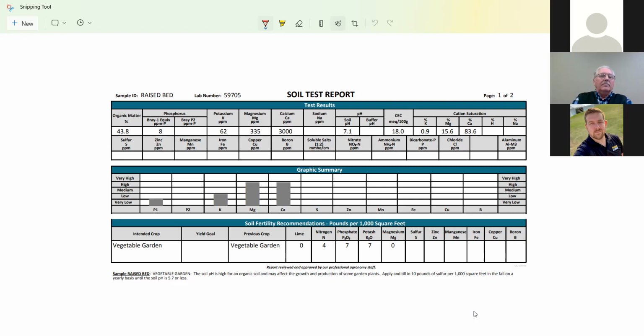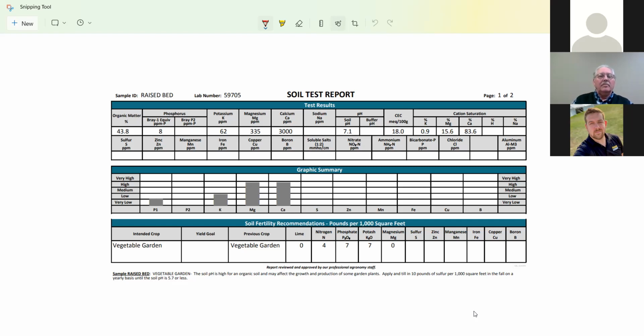Our soil pH is 7.1, so it's a little high. So I might work in some sulfur in the fall. If I was getting this back this spring, I'm not too concerned. Maybe at the 7.1, I'd go ahead and plant. We're close enough to the range. But I would definitely try to work in some sulfur in the fall the next couple of years, just to try to bring that pH back down to a more optimal level.